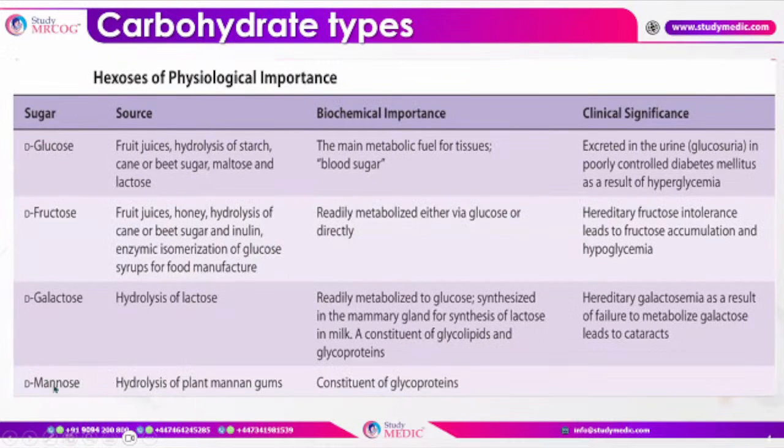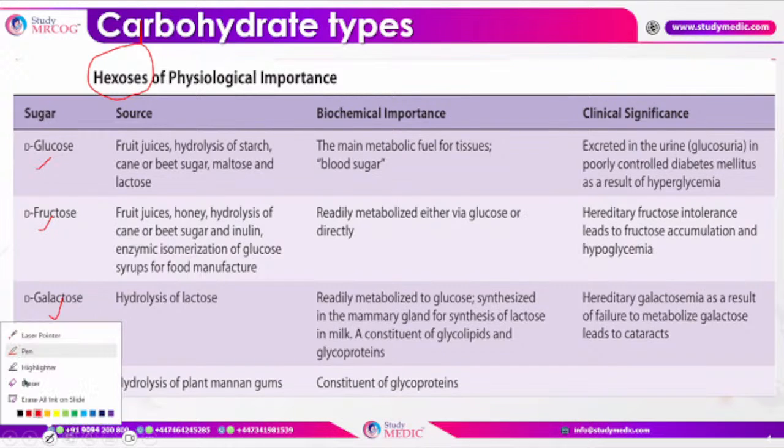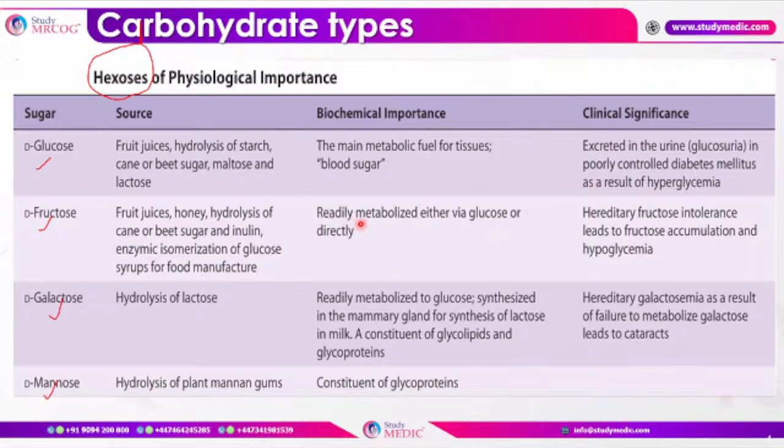So the carbohydrates we can classify as monosaccharides, disaccharides, or polysaccharides. Now this hexose, which is the monosaccharide, that is glucose, examples being fructose, galactose, and mannose. Glucose, we all know, is the important one which is taking care of our sugar levels, and fructose is obtained via hydrolysis, from sources like fruit juice, honey, hydrolysis of the cane or beet sugar, or a polysaccharide called inulin.